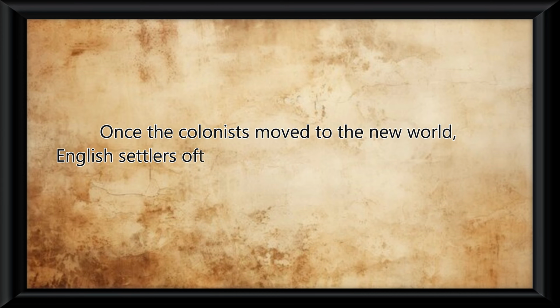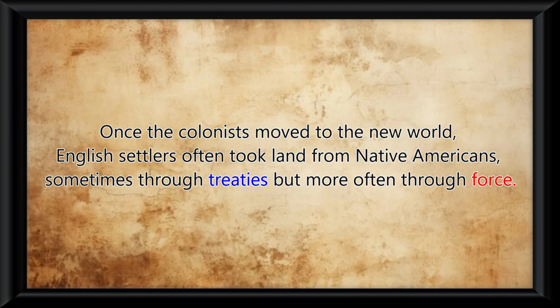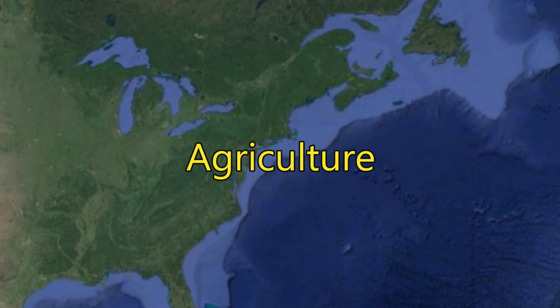Once the colonists moved to the New World, English settlers often took land from the Native Americans, sometimes through treaties, but more often through force. And the colonies they created centered their economies on agriculture, but more on that next.